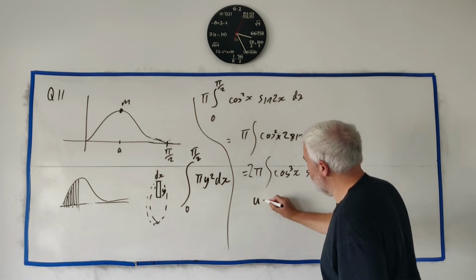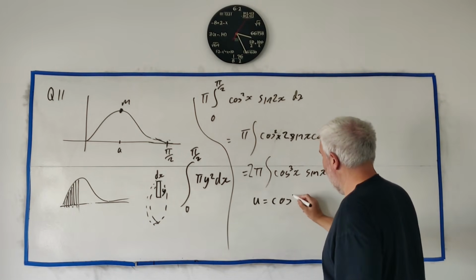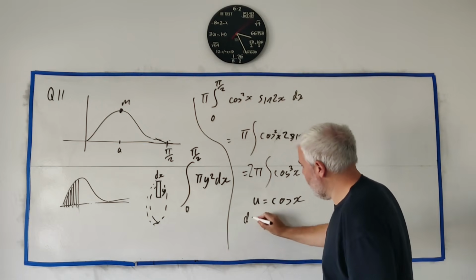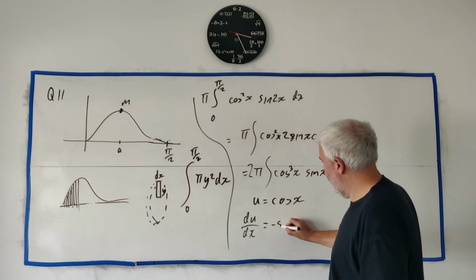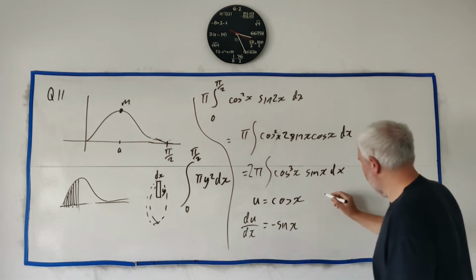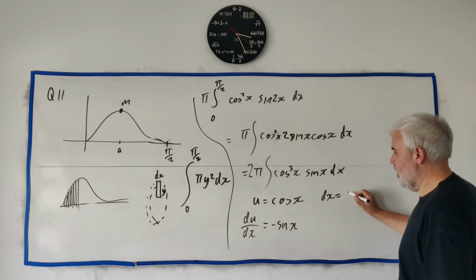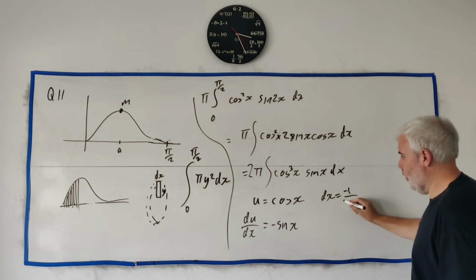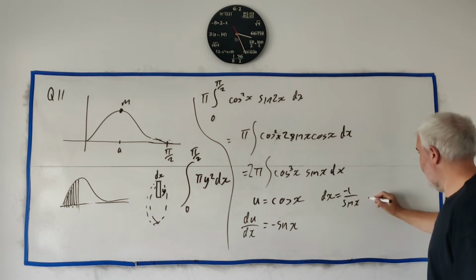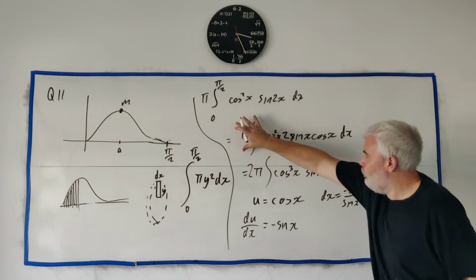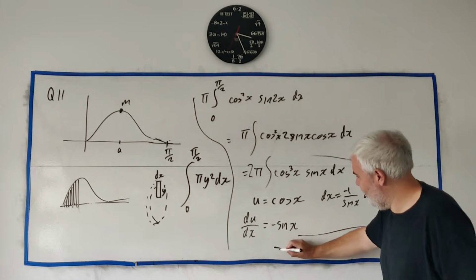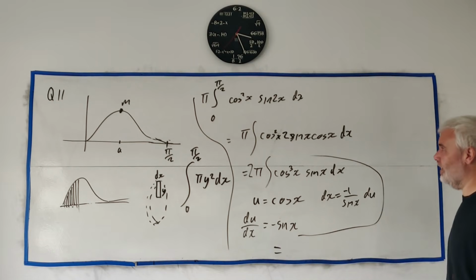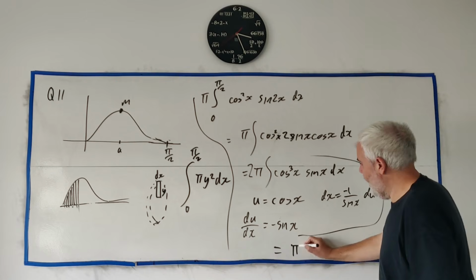The one we need to use is u equals cosine x, because the derivative of that is minus sine x. So we can rearrange this so dx is equal to minus 1 over sine x du. So if I replace this in, I'll squeeze it in down here at the bottom, and then I'll clear off the board and start again.